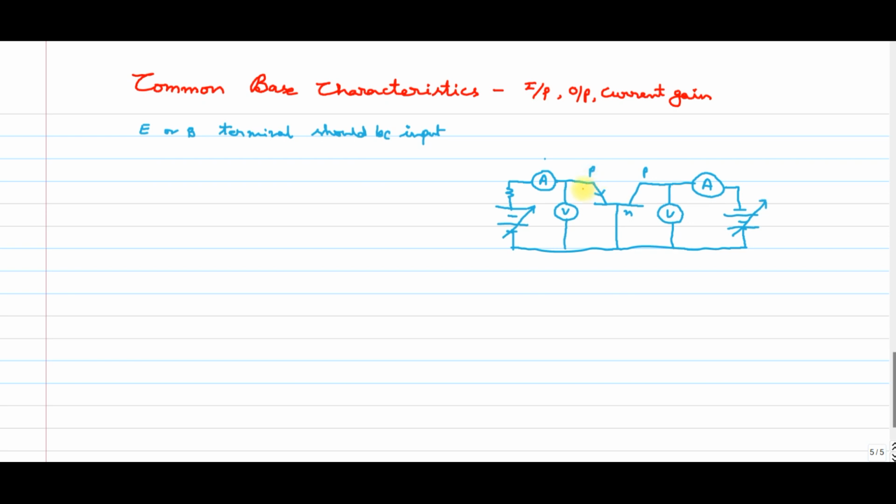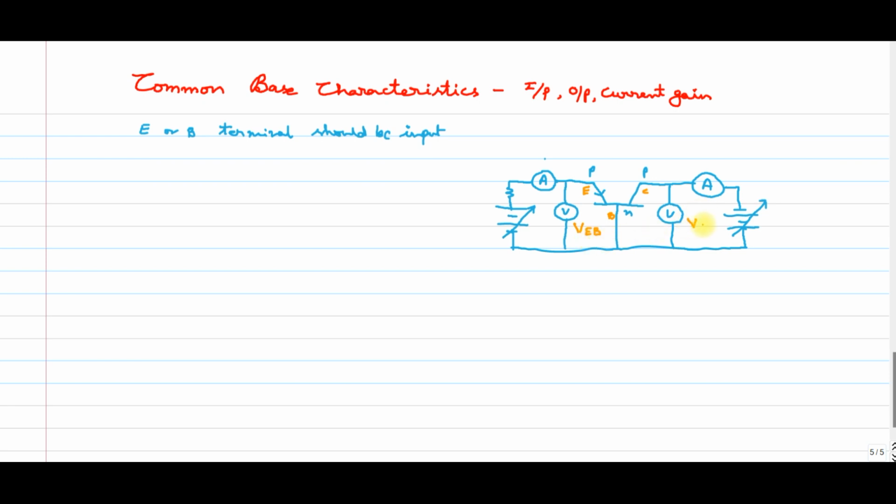Now we can see, this is our emitter, this is our base, and this is our collector. Now this voltage should be VEB, the voltage between emitter and base. The second term should be common. As here the base is common, I am using B as the second term. So it is the voltage between emitter and base.